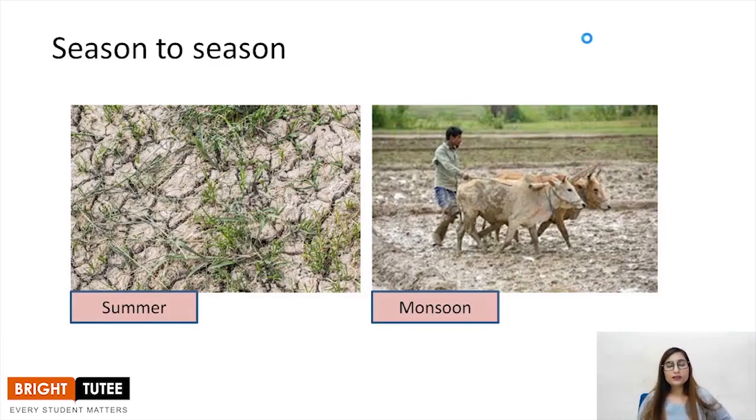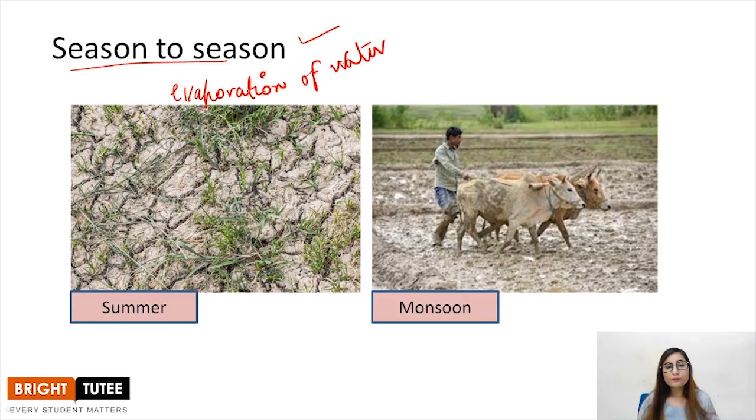Next, season to season. Now students, there are some crops that are grown in summer, some are grown in the monsoon season, rainy season. So the frequency and time of irrigation depends on the season also. During summers, the evaporation of water takes place at a very fast rate, right? Evaporation of water is majorly due to a lot of heat, a high temperature outside, due to which the water evaporates really quickly. So there is a need of watering these plants again and again.